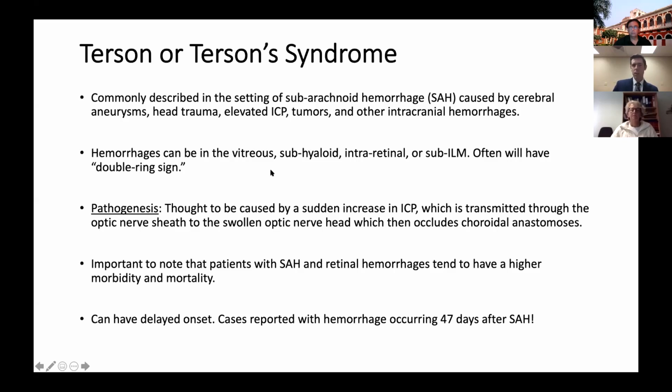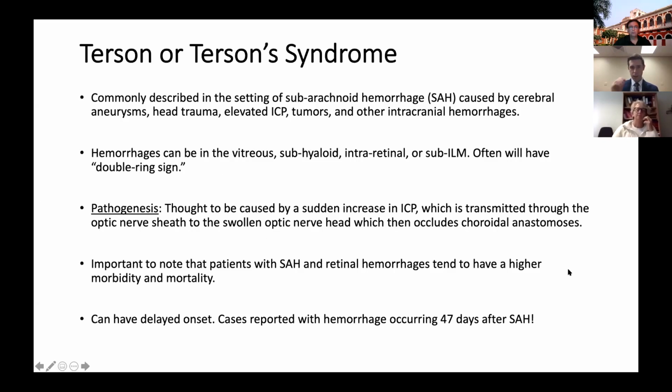And it's thought to be caused by this rapid increase in intracranial pressure, which forces this pressure to be transmitted down the optic nerve sheath, swells the optic nerve, and causes occlusion of the choroidal anastomosis and leads to bleeding. Now, there's also a thought that there can be direct transmission of blood along the optic nerve just in the subarachnoid space, and then cause the blood to just diffuse out of the peripapillary margin into the retina itself.